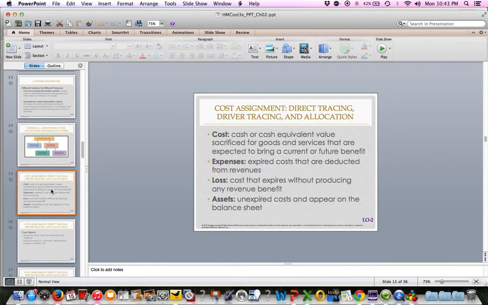An expense is an expired cost deducted from revenue. A loss is a cost that expired without producing any revenue benefit. And assets are unexpired costs and appear on the balance sheet. So another word for an asset is an economic resource, something that a business acquires to help it earn revenue and benefit the business in the future. Now, not all assets turn into revenue, and that's what they mean by loss. So revenue is generally what we receive from selling goods and services to our customers. We subtract expenses from revenue.